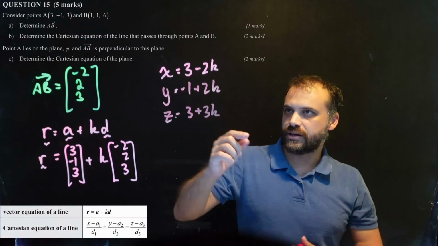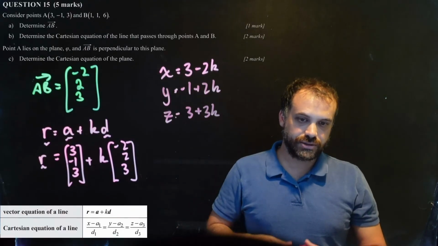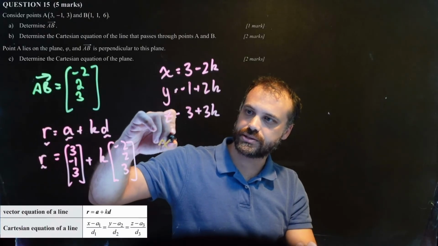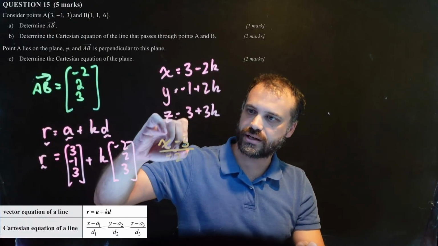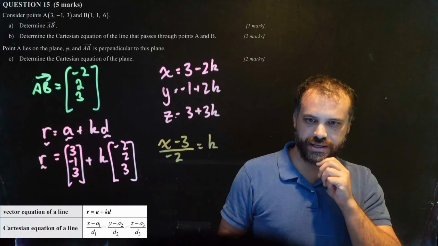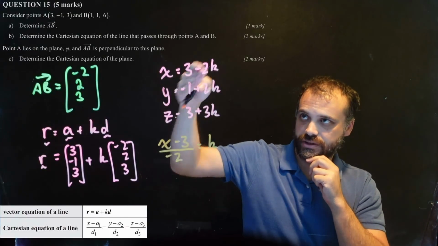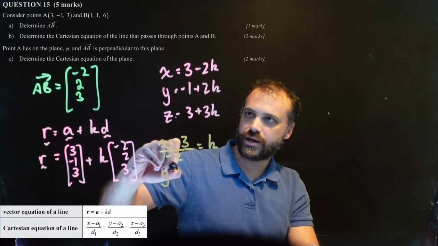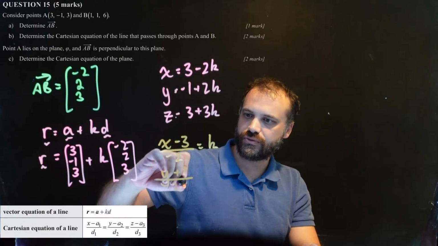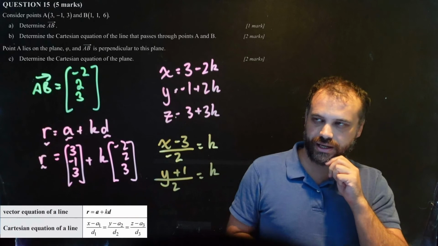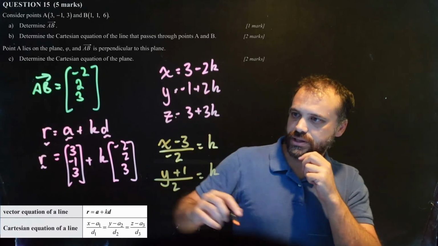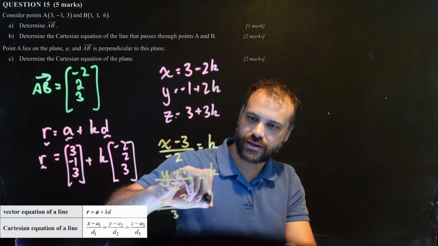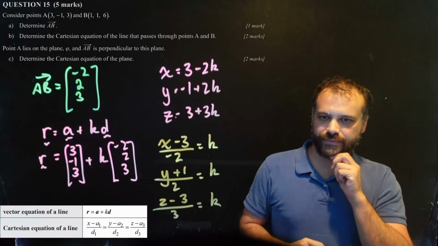Okay, and then I rearrange all of these to make K the subject. So this first one would be (X minus 3) over negative 2 equals K, right? Minus 3 divided by negative 2. This next one here would be (Y plus 1) over 2 equals K. And this last one here would be (Z minus 3) over 3 equals K.